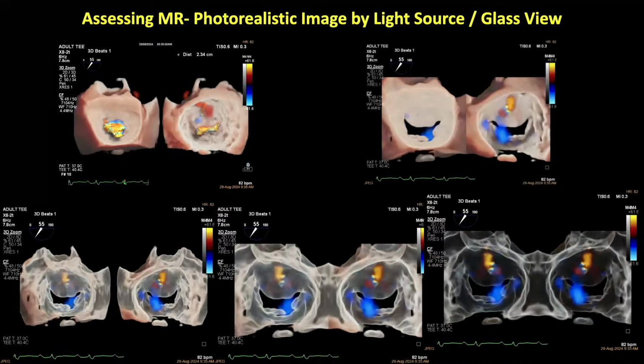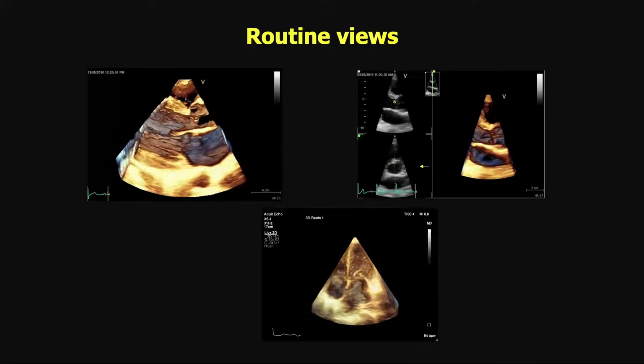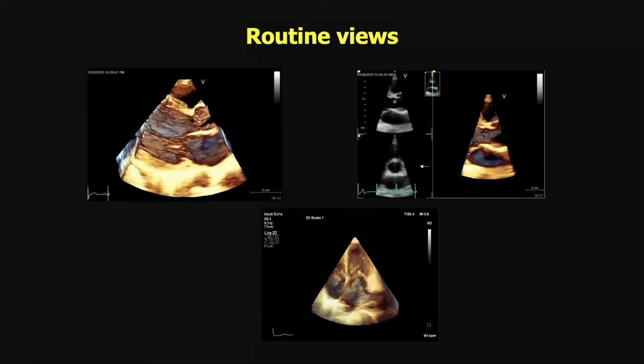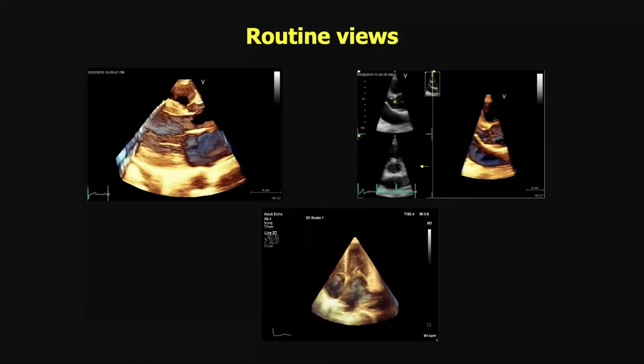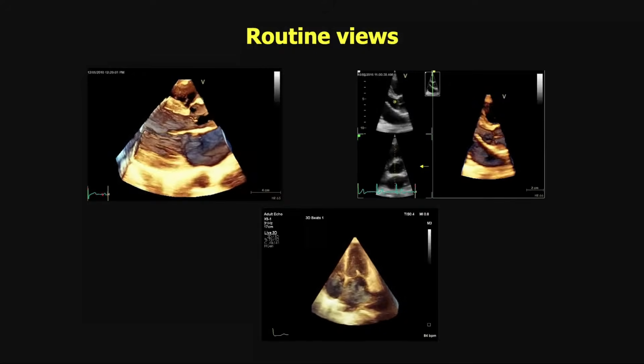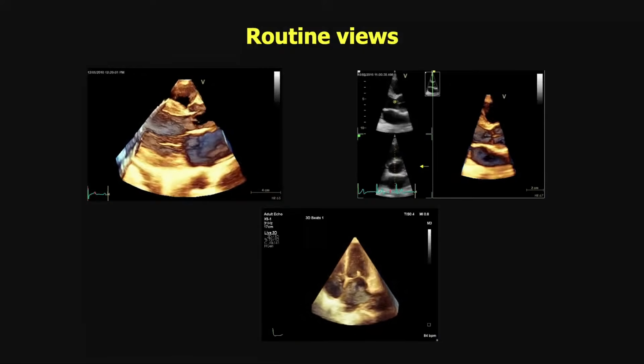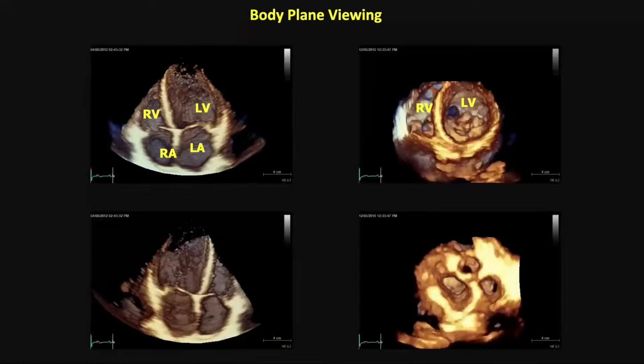These are available in the high-end 3D machines only. And then for routine views, you always use the long axis, zoom views, 4 chambers. So these are sort of recommended views. You can start like this, and then you work around to optimize the image, and then you decide whether you want to do zoom or the multi-beat, and then you do the cropping, and then you decide what it is that you're trying to look at.